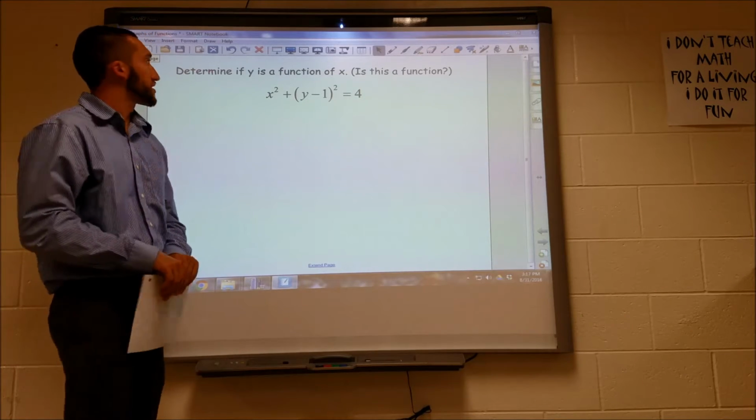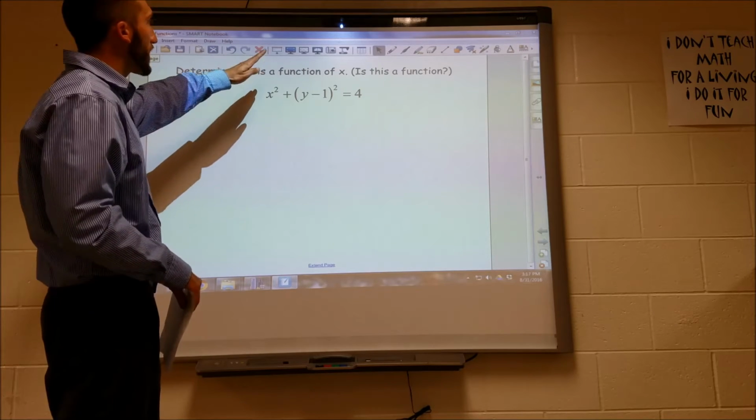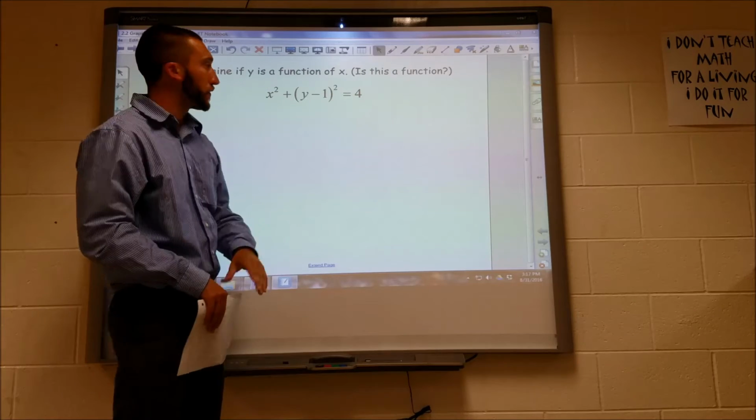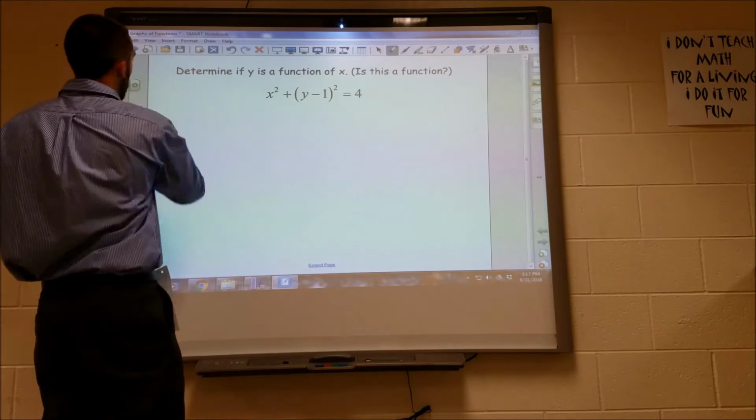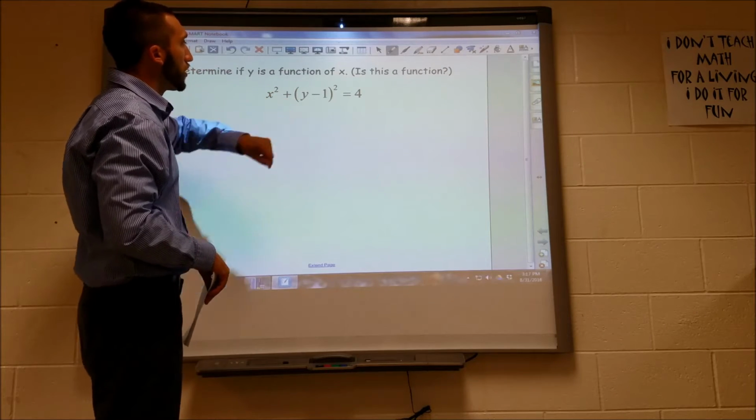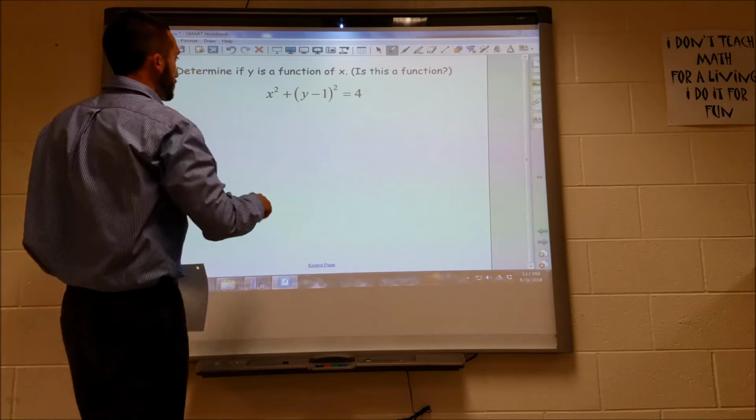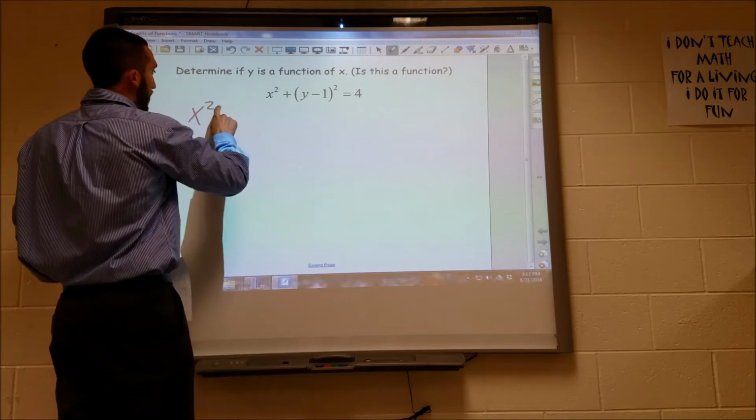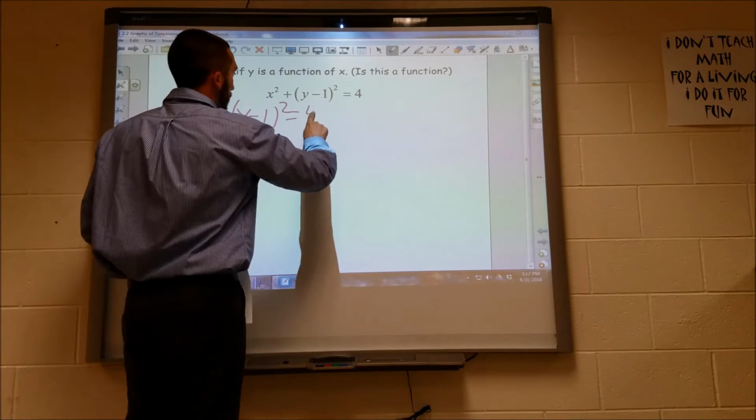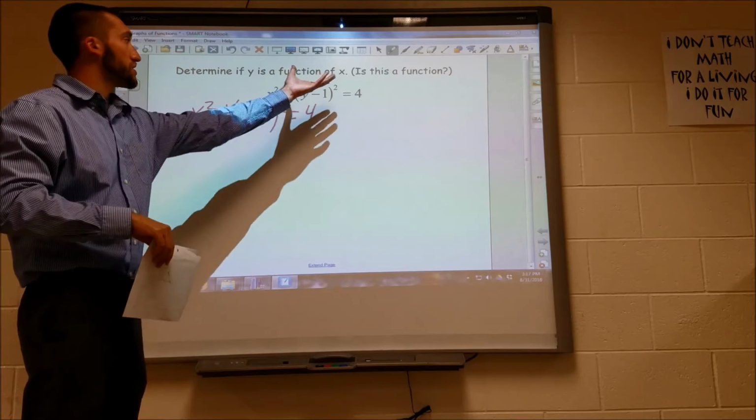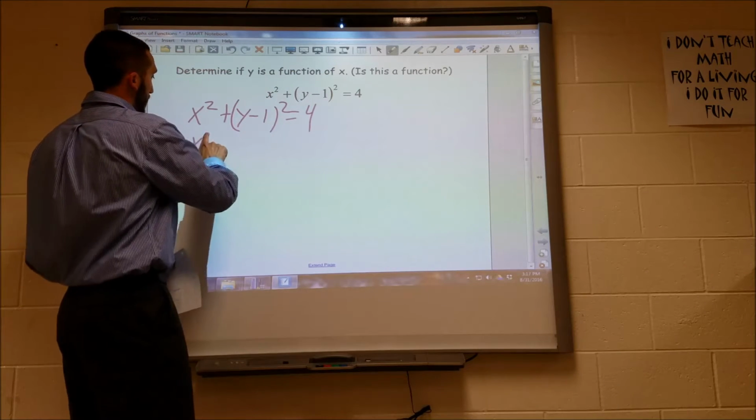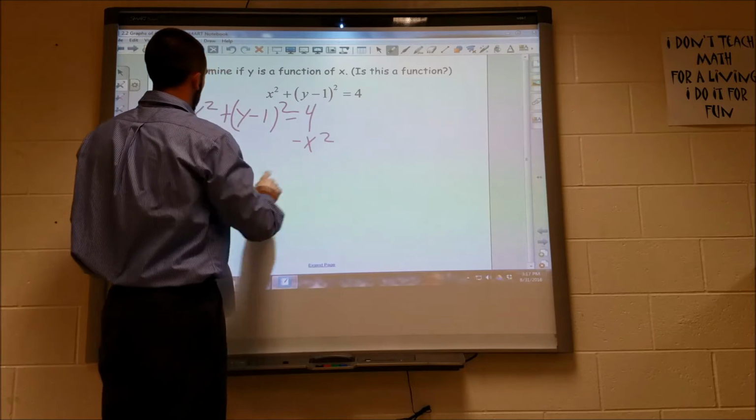Next question asks us to determine if y is a function of x. So basically, is this a function? We might not be able to tell looking right at it, so in order to determine if it's a function, we need to solve for y. So x squared plus y minus 1 squared equals 4. I like to copy the question down again if I'm going to solve for y. So I subtract x squared from both sides.